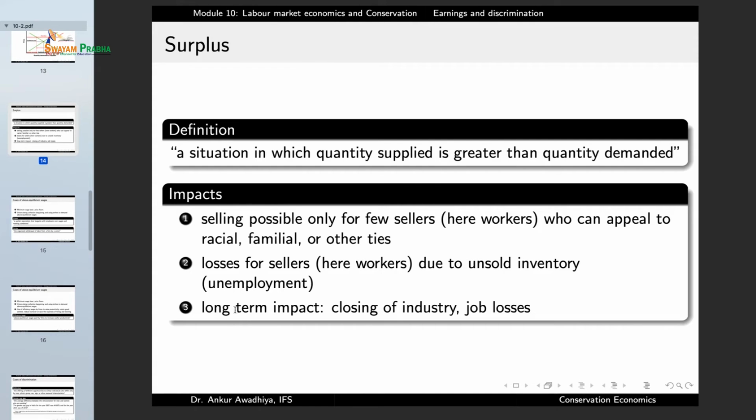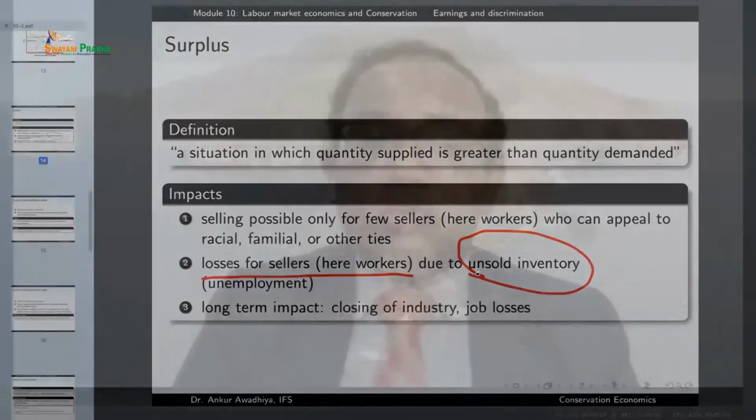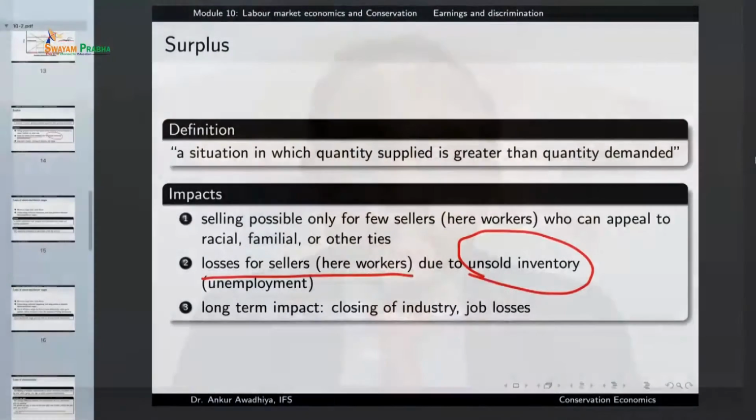So there will be losses for the workers because of their unsold inventory in terms of unemployment. The workers in this case have labor to offer to the market for a price, but because the price has been increased to a level above the market equilibrium, nobody is hiring them. So this is a loss to the workers.